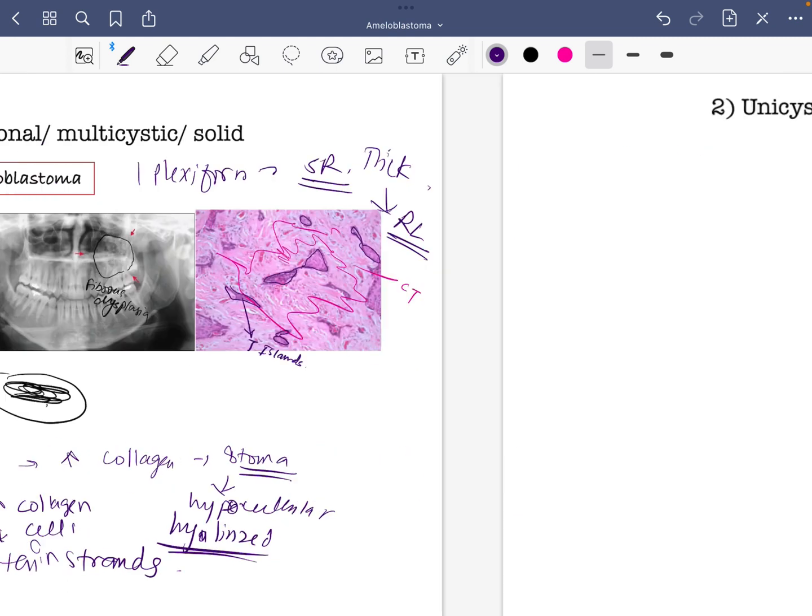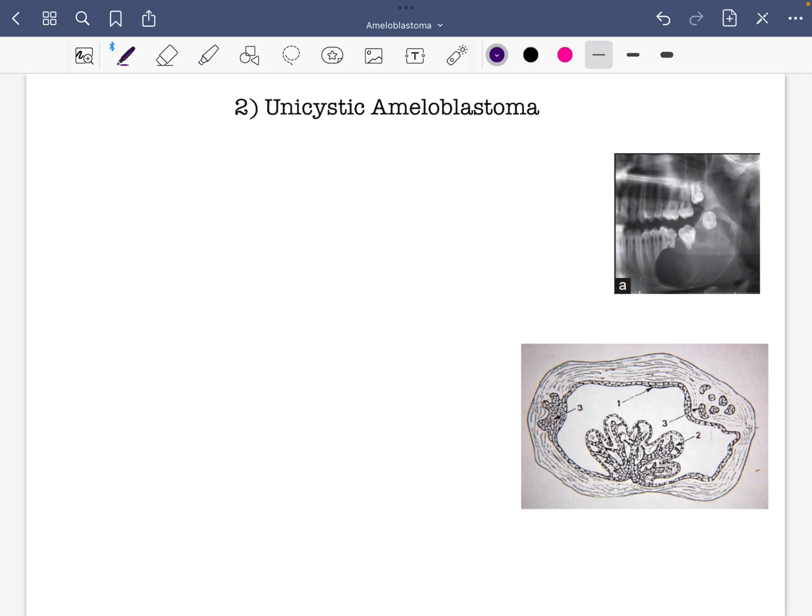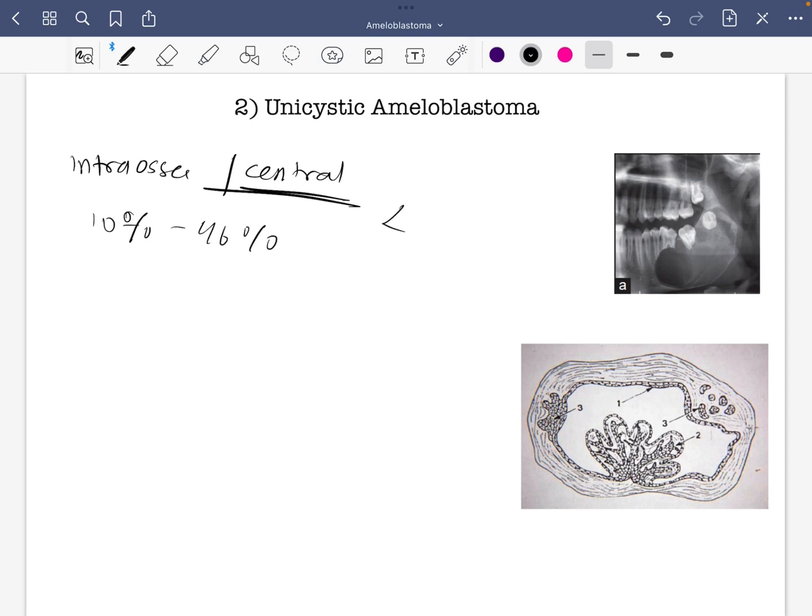I hope it's clear. Now we'll discuss the unicystic type of ameloblastoma. It is intraosseous, we know, a kind of central region lesion. It makes up 10% to 46% of recorded cases. It's always less than multicystic. Multicystic types are mostly from 54% to 96% of the cases.